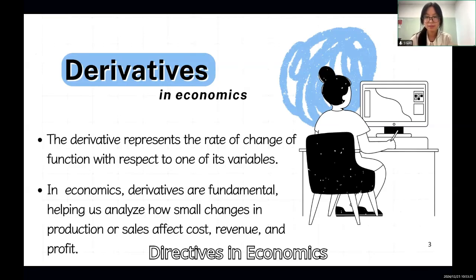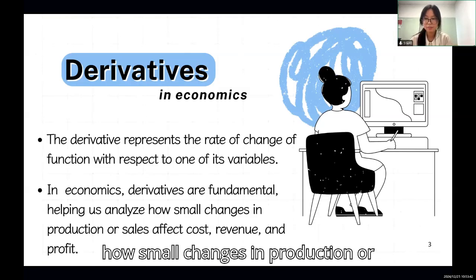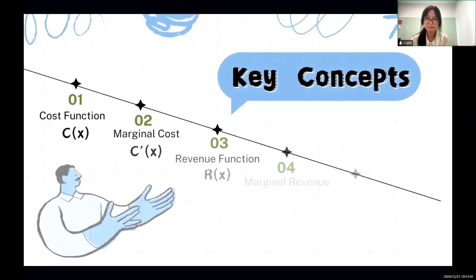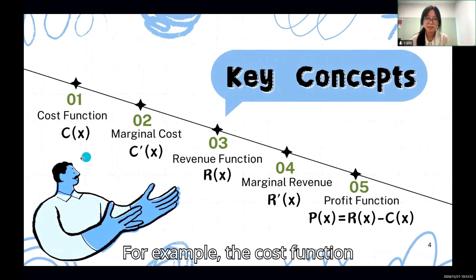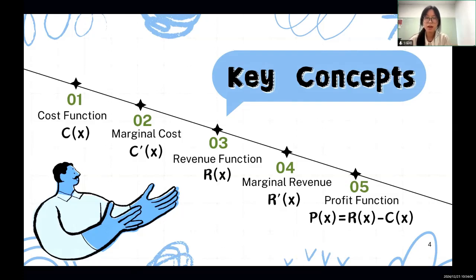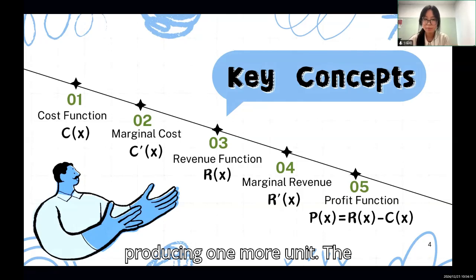Derivatives in economics. Derivatives are fundamental in economics, helping us analyze how small changes in production or sales affect cost, revenue, and profit. For example, the cost function C(x) represents the total cost of producing x units. Its derivative C'(x) gives the marginal cost, which shows the additional cost of producing one more unit.